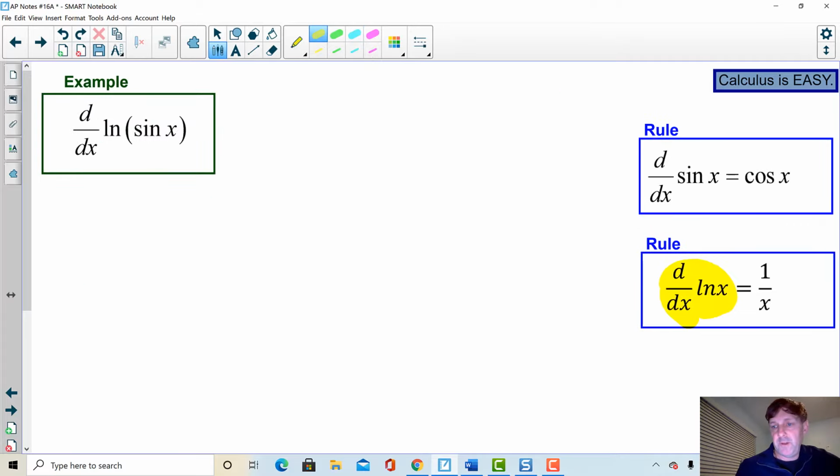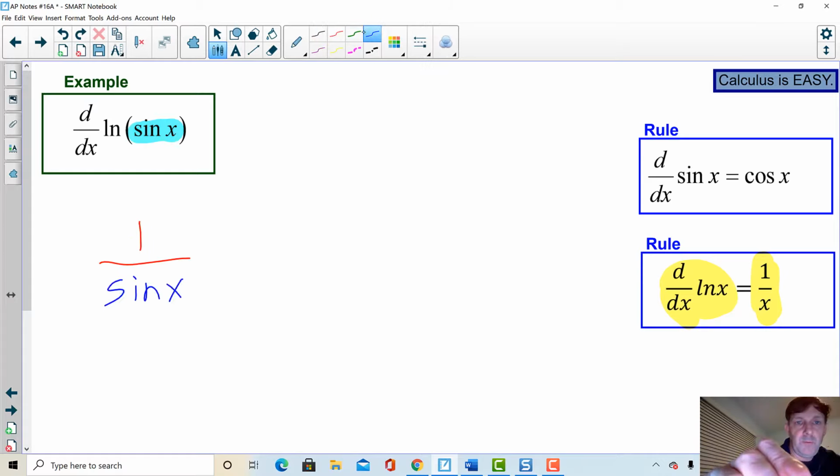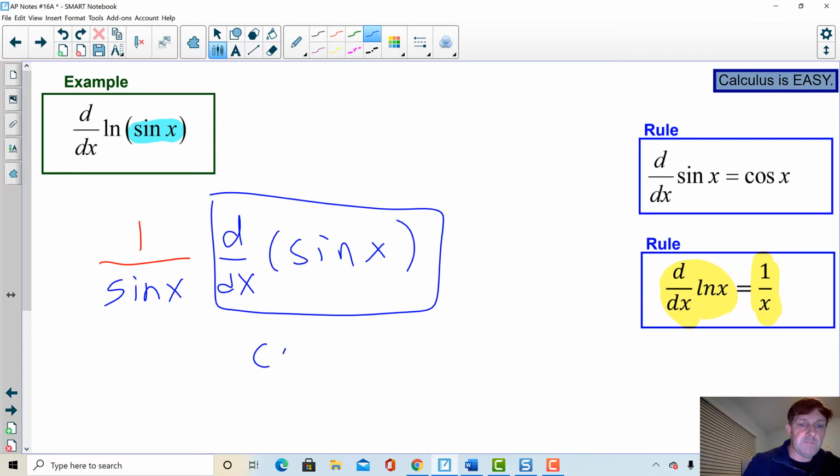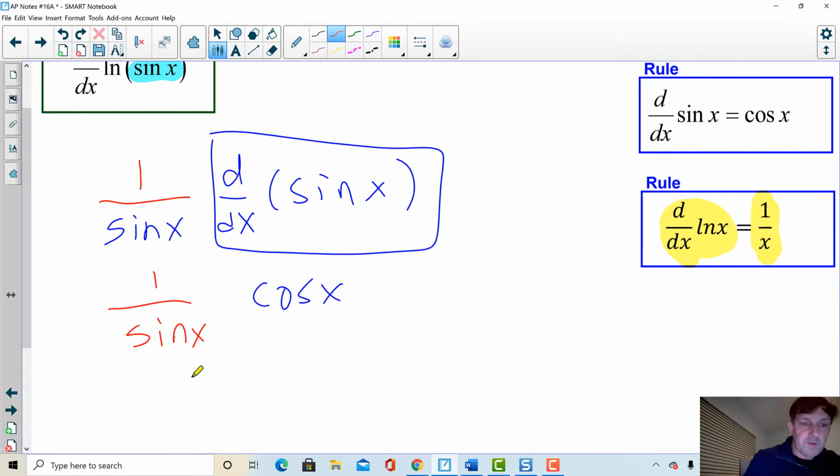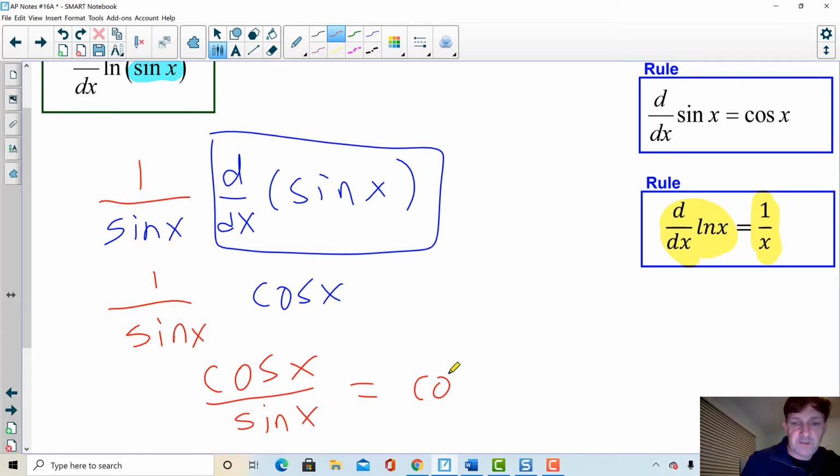Okay, remember the derivative for ln of x, just 1 over x. For us, instead of an x, we have a bunch of stuff. So our answer is going to be 1 over that stuff. But then we got to do the chain rule. So we're going to have to do the derivative of that stuff. If you remember, derivative for sine is cosine. Final answer is cosine of x over sine of x, and that's cotangent of x.